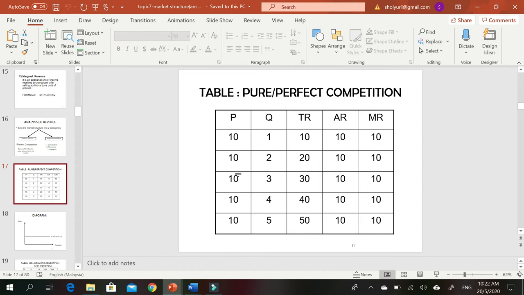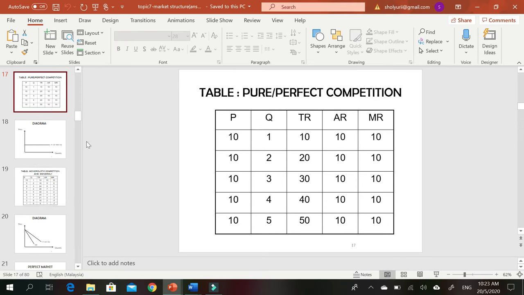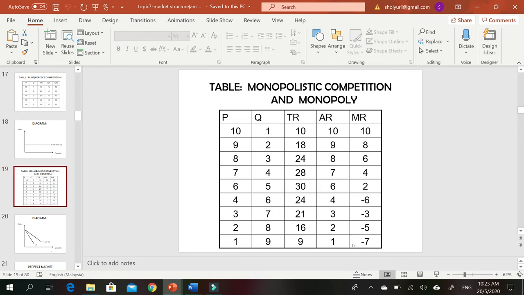Kalau kat sini dia bagi 12 belaka, kat sini akan jadi semua 12, kat sini akan jadi semua 12. Don't waste your time kira, because you know the outcome will be the same. Okay. This is for perfect competition. Very simple. Okay. Because I already show you the calculation for monopolistic and monopoly. I don't show you the calculation because you already know how to calculate.